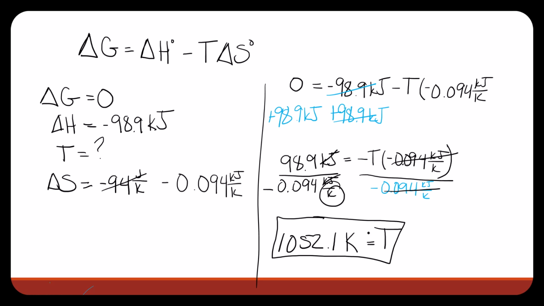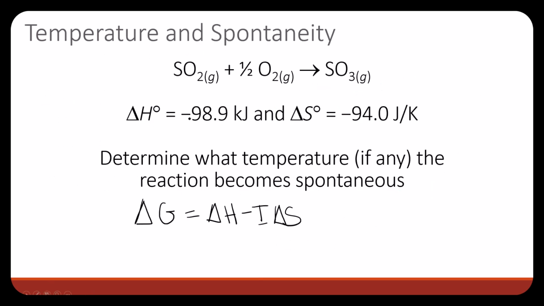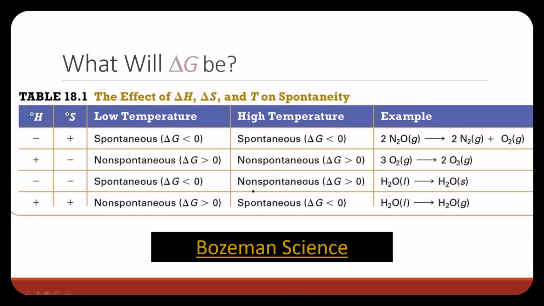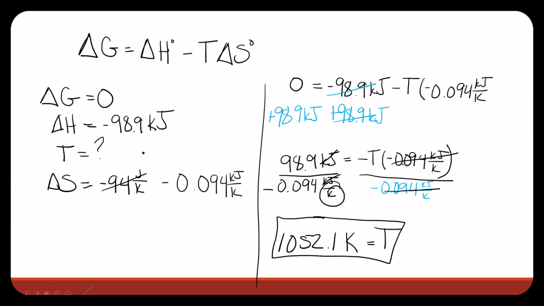Now we have to decide if it's above that temperature spontaneous or below that temperature spontaneous. So if I look back, we're in the scenario where enthalpy is negative, entropy is negative, so negative, negative. So we're here in our table. What we know is that when enthalpy and entropy are negative, that will be spontaneous at low temperatures. So to answer this fully, we would say below this temperature, it becomes spontaneous.